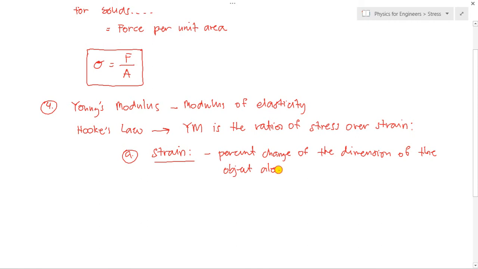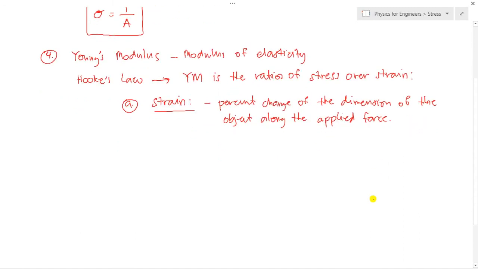Along the applied force. Or we call that one the linear strain. So for strain, let's say we have here a rod.